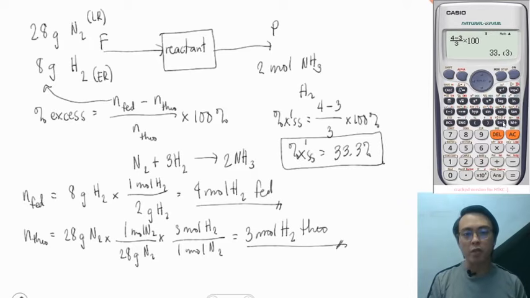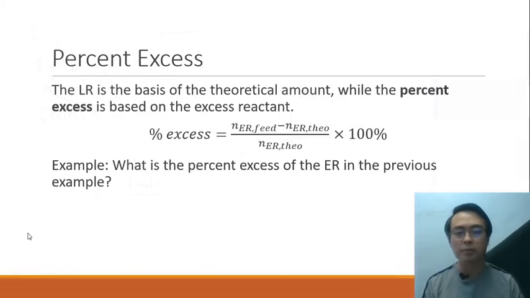So our interpretation of this is we have 33% more hydrogen than we theoretically needed, or we are supplying an excess of 33% compared to what we actually needed. In the case of industrial processes, it's actually very common for some reactions to be provided with an excess amount of the excess reactant in order to ensure that the limiting reactant would be consumed efficiently. We will be discussing more on the excess reactant in our discussion on combustion because the percent excess is a very useful figure in combustion processes. Next.